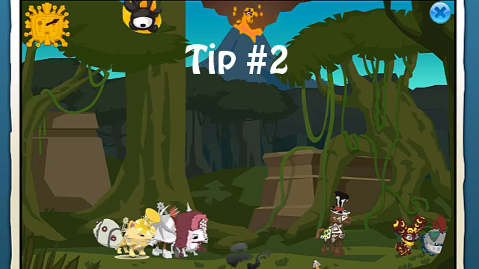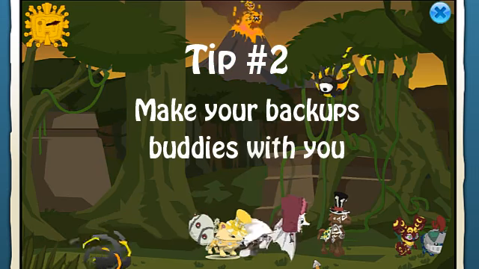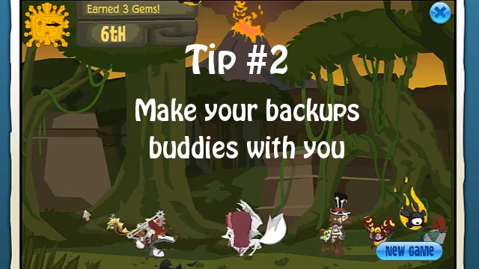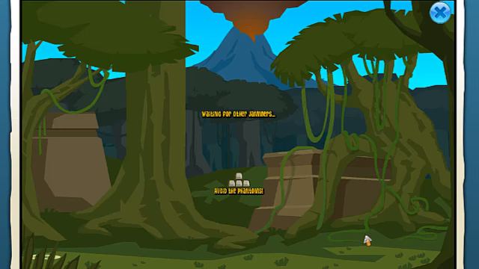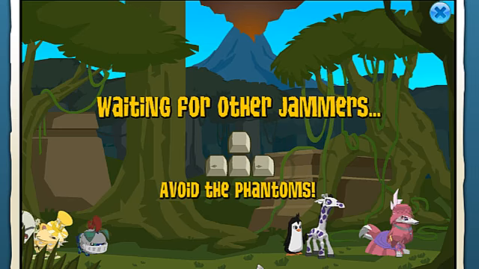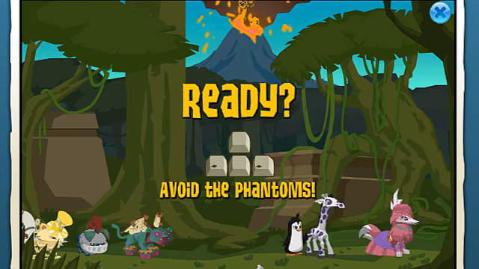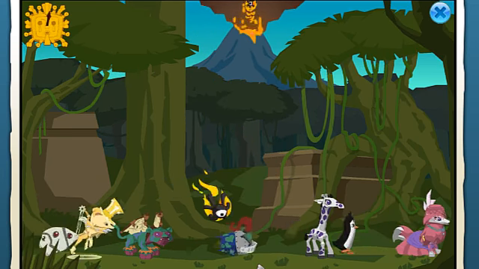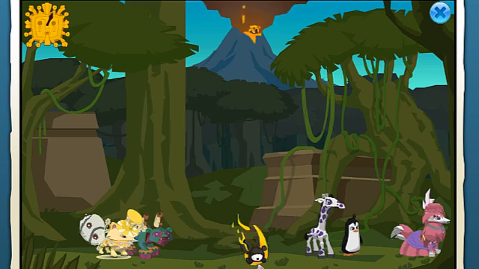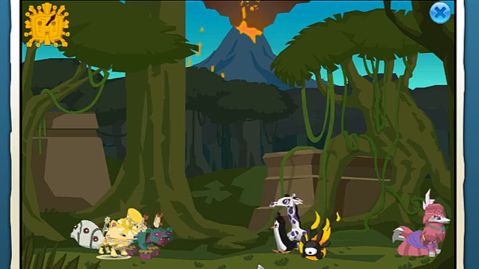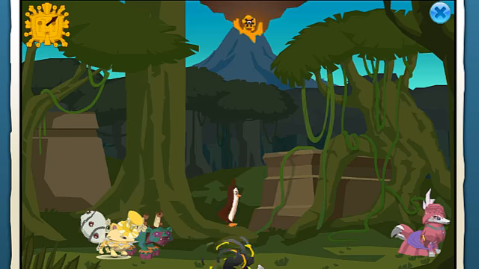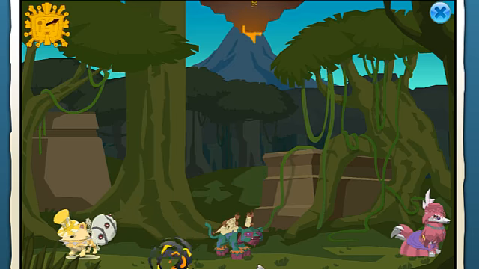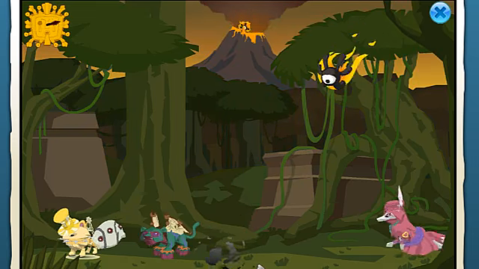Tip number 2. Make your backups your buddy on your buddy list. This makes it easy to find your backups and be able to follow them easily when you log them on. If you don't have that many backups, I think it's okay to put them on your main account buddy list, but I think if you have a lot of backups, you should put them on your first main backup account that you originally made.